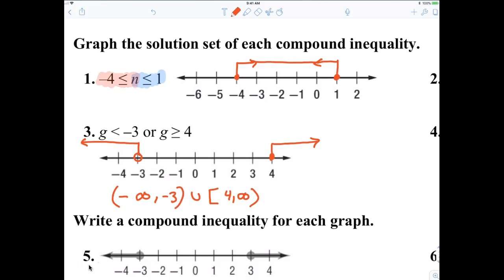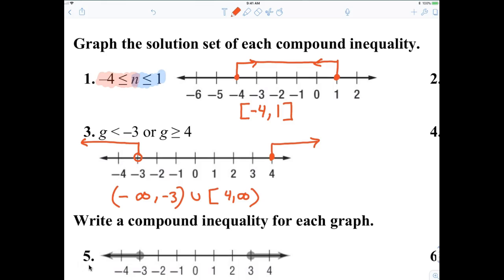It's everything between what? -4 and 1. Is it inclusive? Yes. Inclusive means it includes the endpoints. All right? So, interval notation would be bracket -4, 1, close the bracket. Everybody happy with that explanation? That's not bad, right?